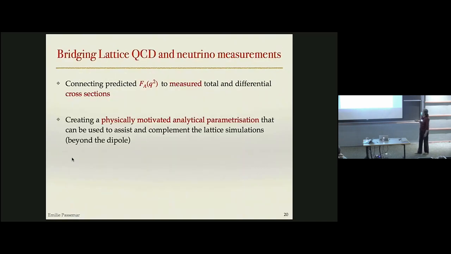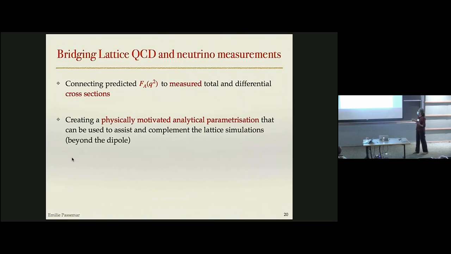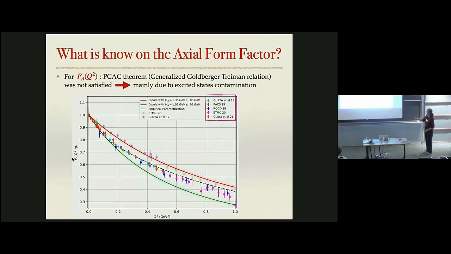So what we would like is to bridge these new lattice results with neutrino measurements. That means we would like to connect the predicted axial form factor to the measured total and differential cross-sections. At the moment, we have just interpolated between the lattice points in this dashed black line. And then we would like to create in the future a physically motivated analytical parametrization, which can be used to assist and complement the lattice simulation, going beyond the dipole. Because here you see that the new lattice simulations cannot be fit with the dipole.